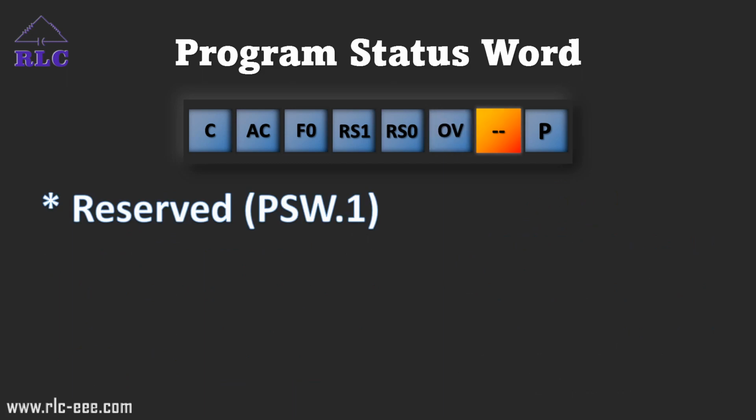Next, the PSW.1 bit. This PSW.1 bit is reserved for future use, or else it can be used as a user flag. It can be used as a user flag, and also it has been reserved for future use. So we'll directly move on with the parity flag.